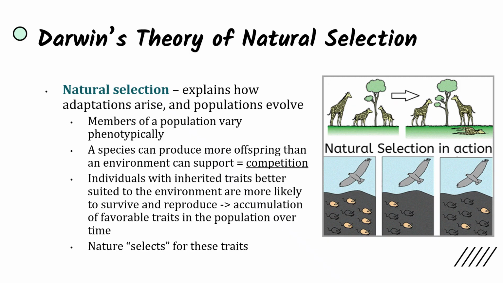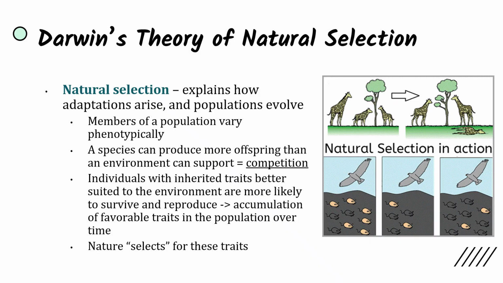But individuals with inherited traits that are better suited to the environment are more likely to get these resources and survive and reproduce. And so over time, what happens is there's an accumulation of favorable traits in the population. So over here in this picture, we can see giraffes. And we're going to be disproving Lamarck's theory of use and disuse here.